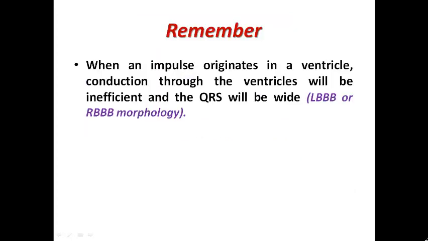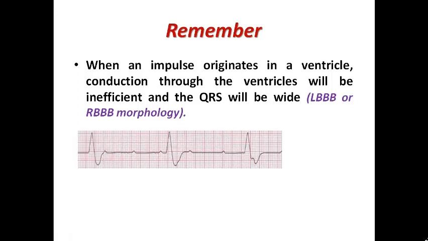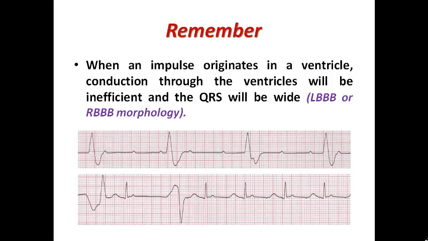So remember that when the impulse originates in the ventricle, the conduction through the ventricular muscle fibers will be inefficient and the QRS will be wide with left bundle or right bundle morphology, whereas the escape junctional rhythm is completely different, of course.